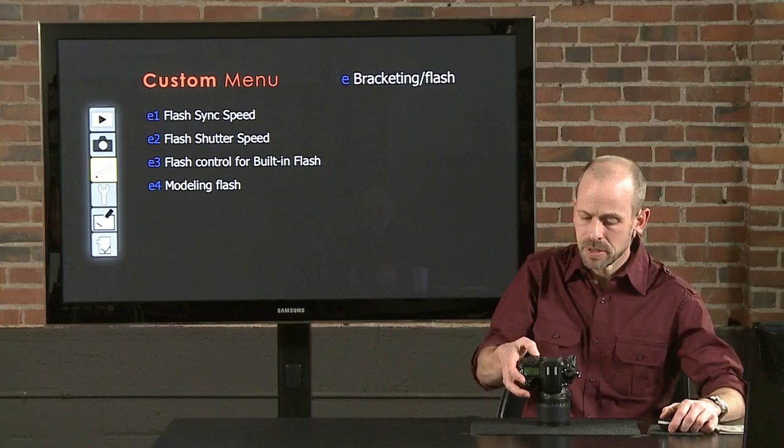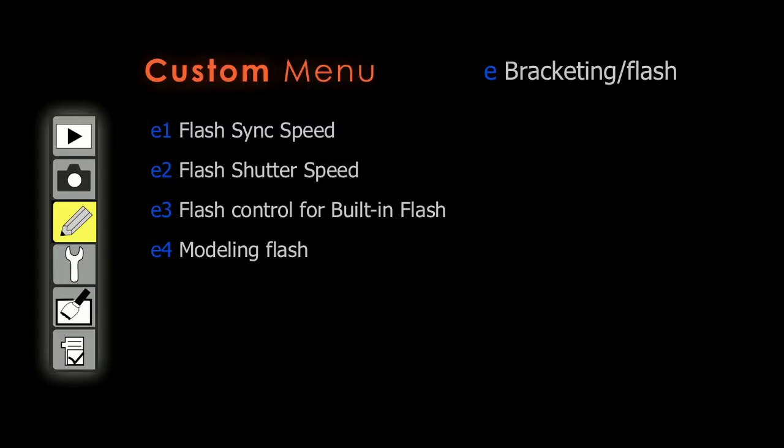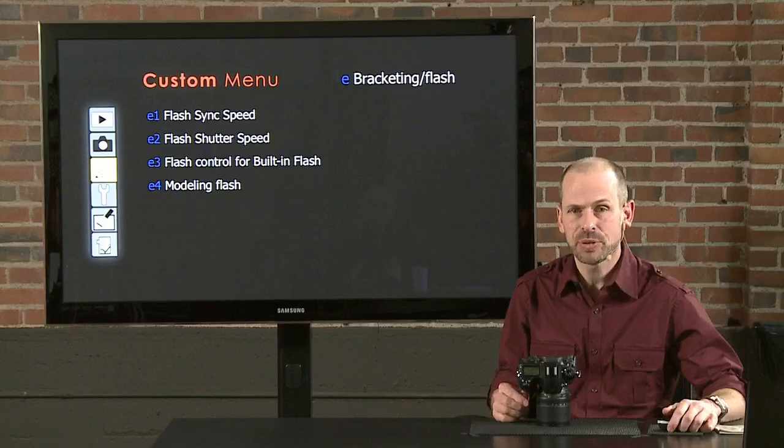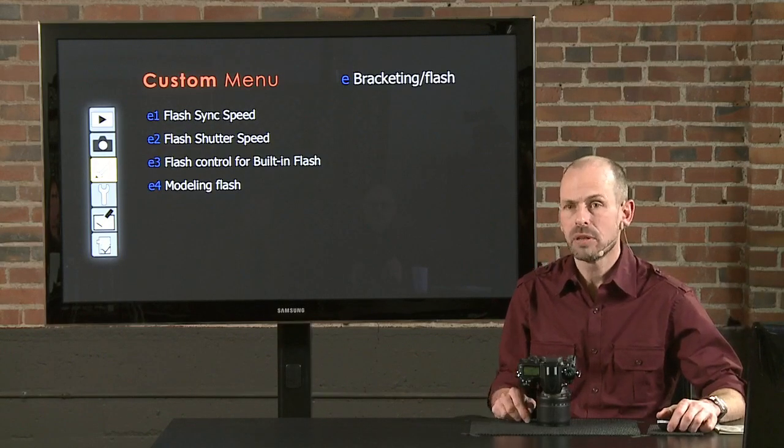Modeling flash. Modeling flash here is something that you can turn on or off. This is an option that the built-in flash will fire very quickly. It looks like a strobe light going off very, very quickly, and allows you to see where the shadows are going to be when the flash actually does fire. And it's activated with the mirror lockup button.